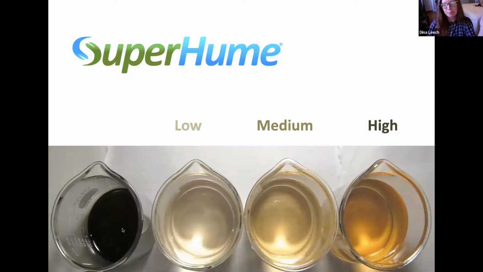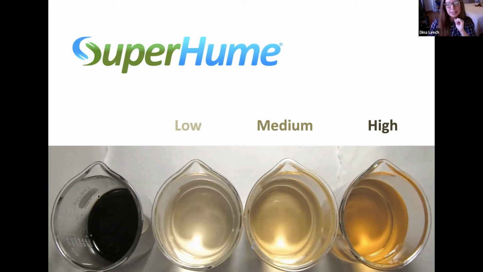So this is Superhume over here on the left. It looks like syrup, this thick brown syrup almost. It's actually a product that organic farmers use to promote root growth. I don't know how that works, but that's why it's sold.